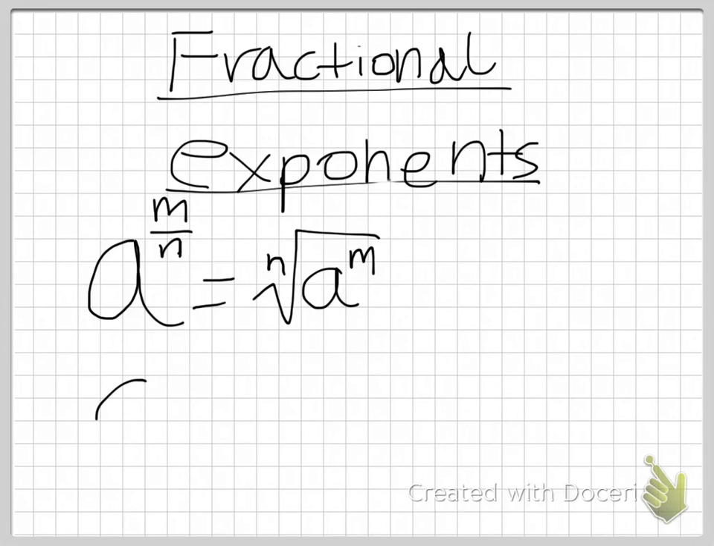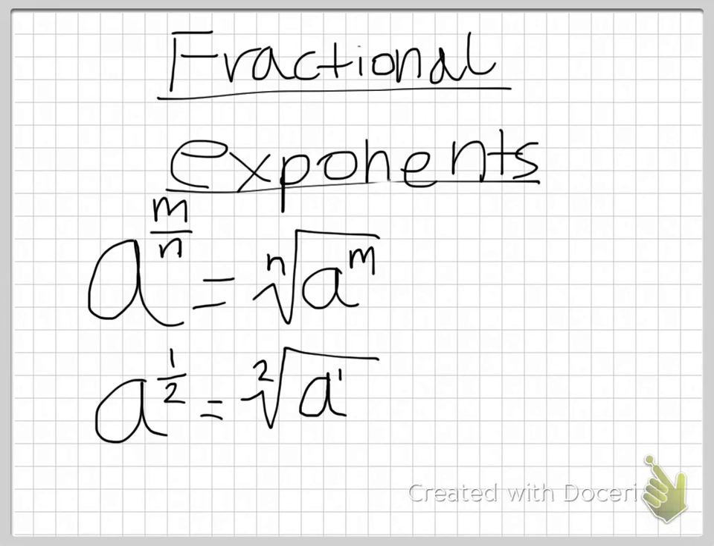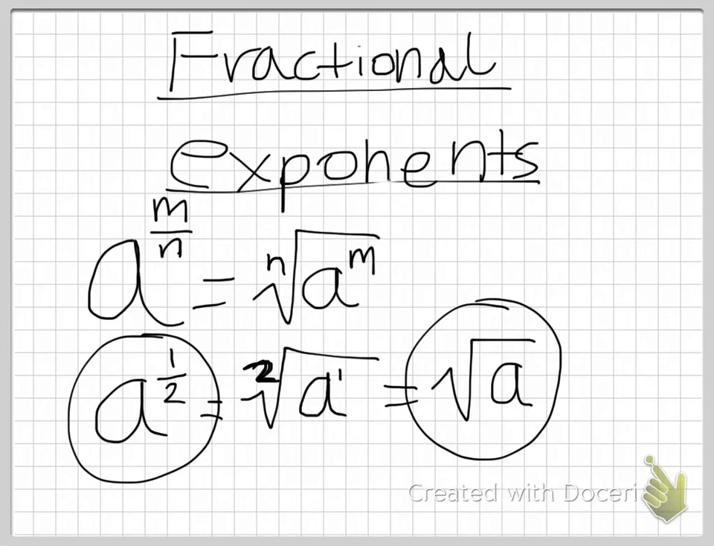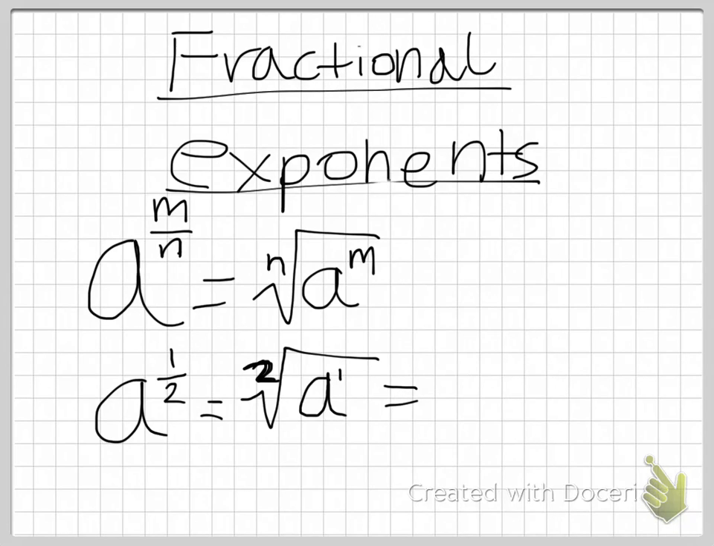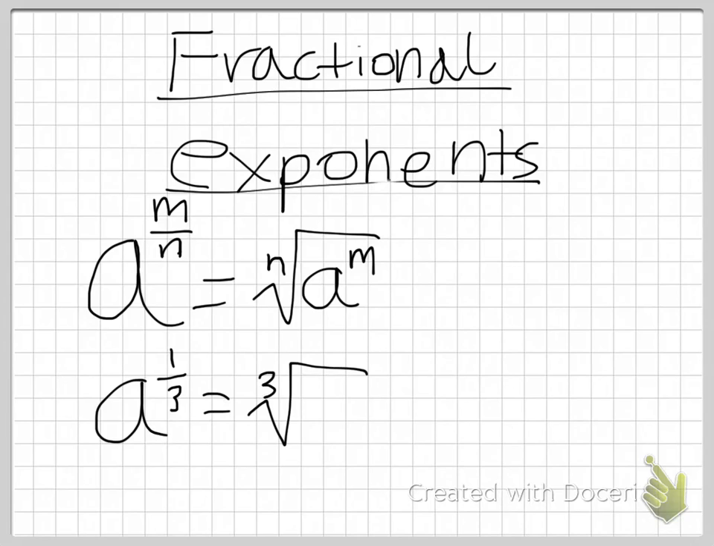Well, a to the 1/2, what would that equal? Well, that equals the second root of a to the 1. The second root of something, or what number you multiply 2 times by itself to get that thing, is a square root. So that's the square root of a. So a to the 1/2 is the square root of a. Now what about a to the 1/3? Well, that's the cube root of a.